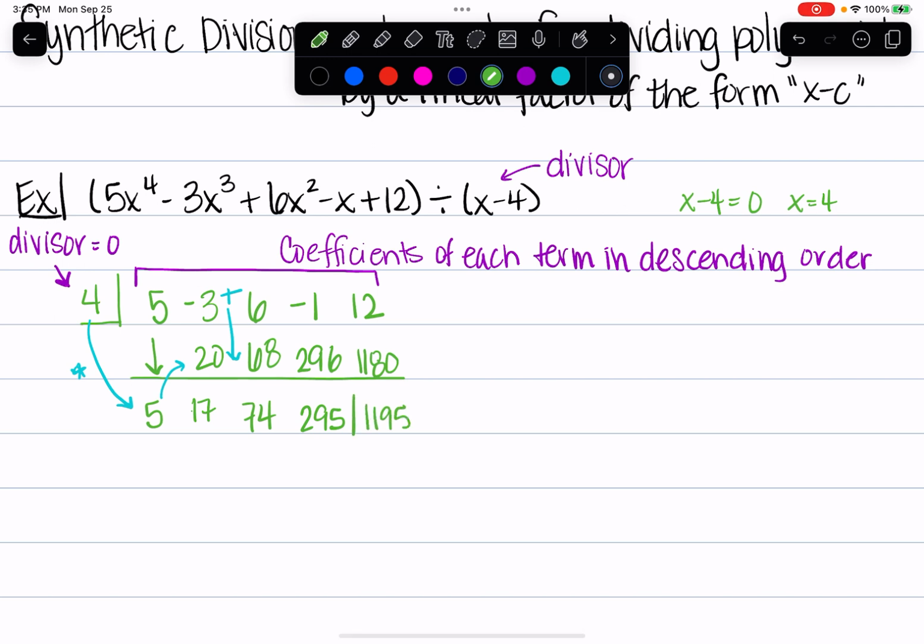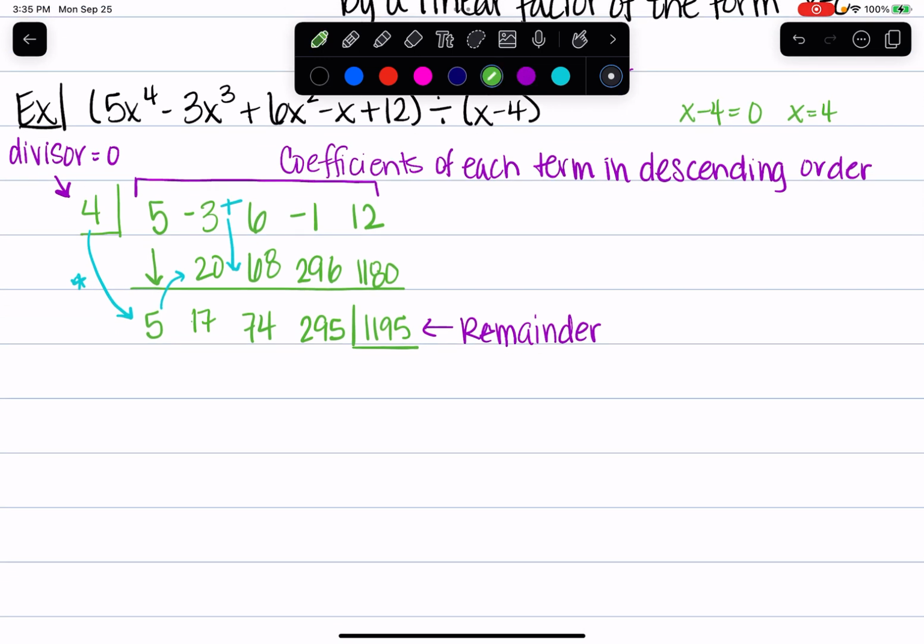Now, I like to put this last number in the box. This is what we call your remainder. So just like when we used to divide when we were kids, you would have a remainder. So the answer to my problem is, oh, I forgot something. Let me back that up before we do that.